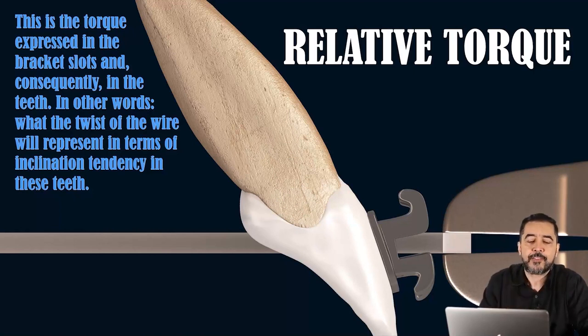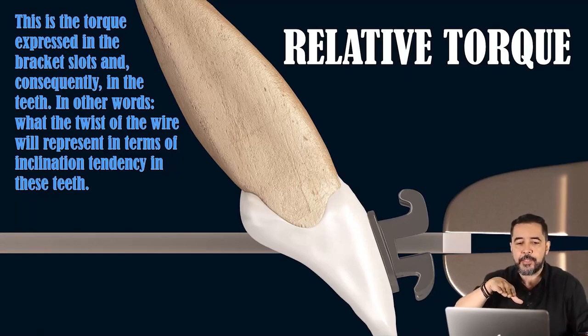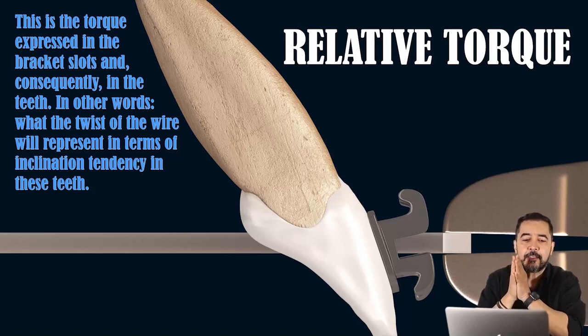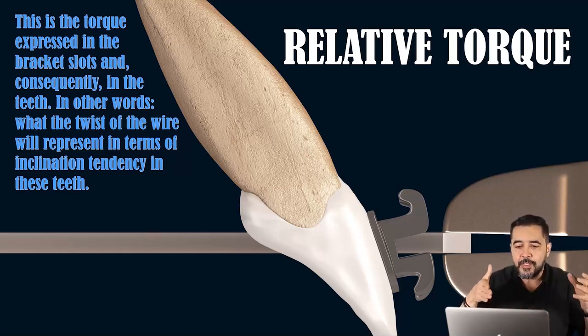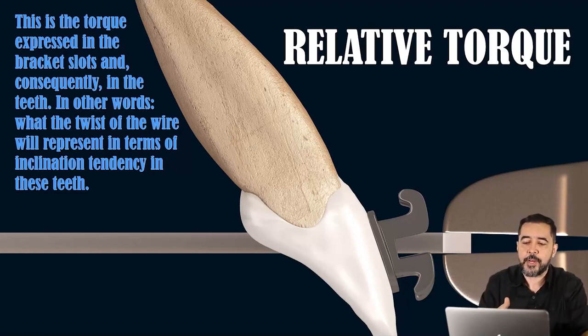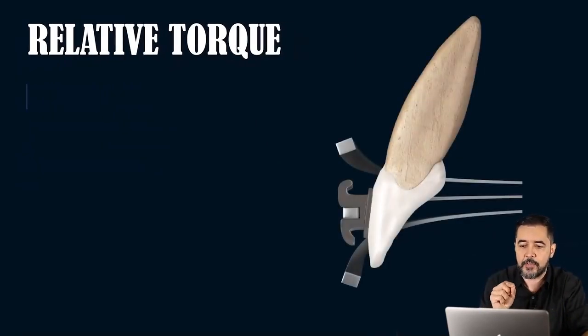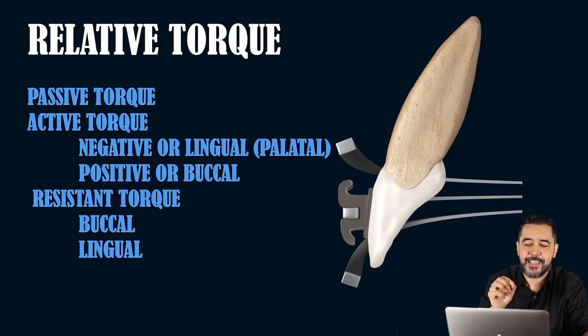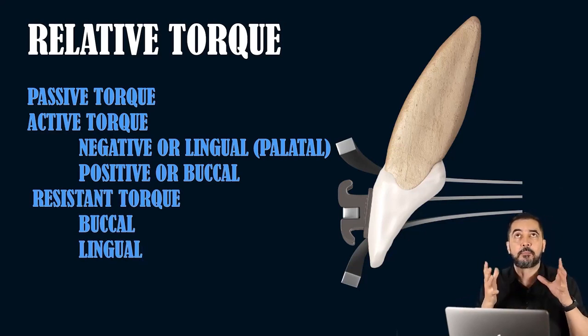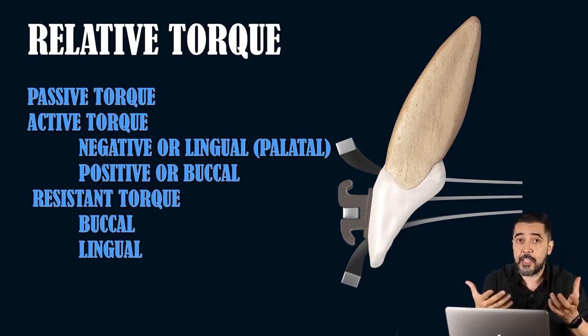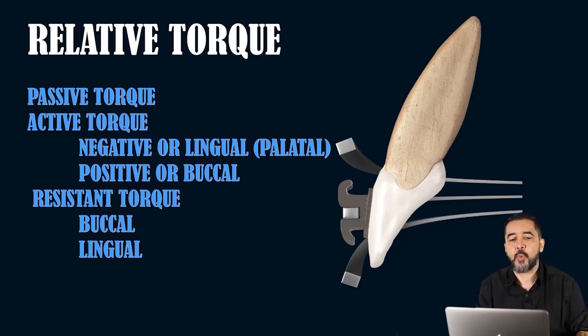This is the torque expressed in the bracket slots and consequently in the teeth. In other words, what the twist of the wire will represent in terms of inclination tendency in these teeth. So what is going to happen when I put this arch wire inside the slot? This is the relative torque. This is the movement that the teeth will have when we insert the arch wire inside the slot.